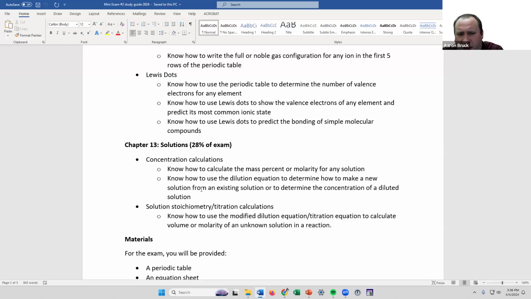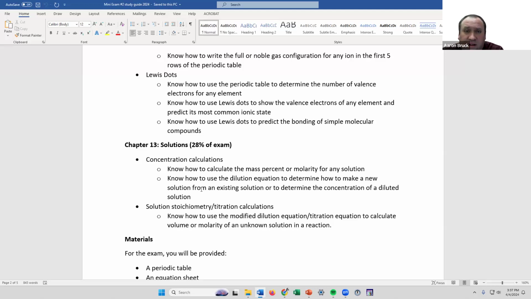In addition to that, how do you dilute a solution? How do you use the dilution equation to figure out the concentration of a diluted solution? How to use the dilution equation to figure out how much of a stock solution to measure out in order to get you to a new solution with a different concentration.